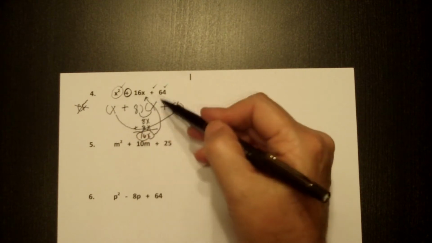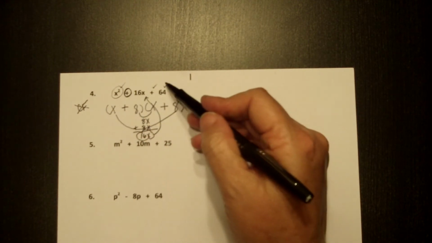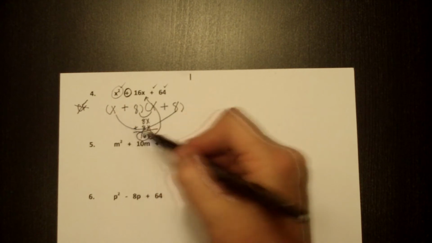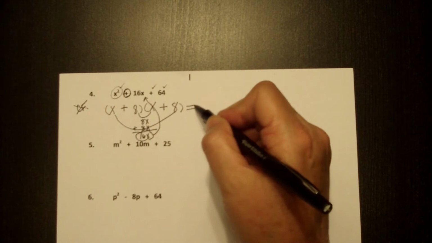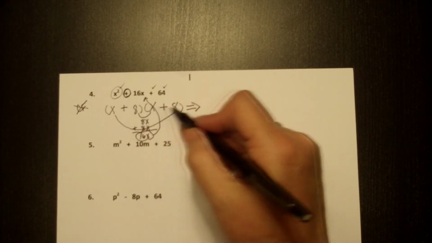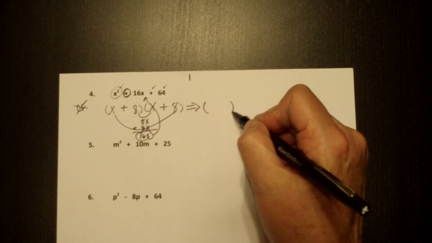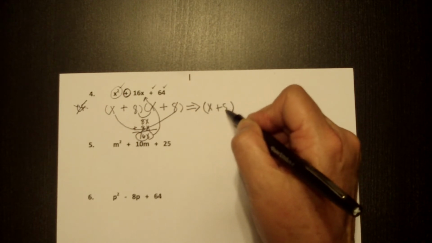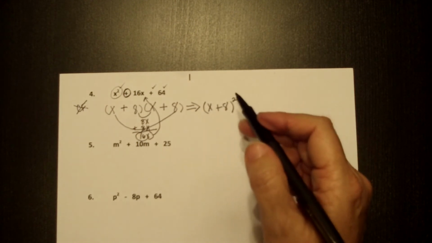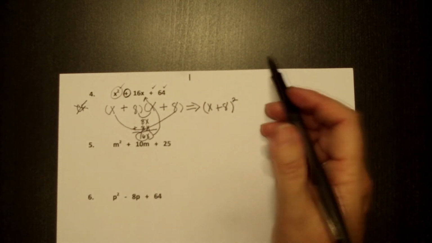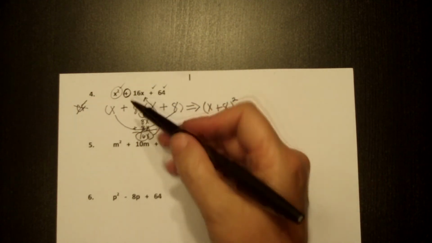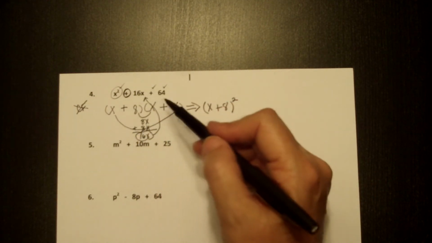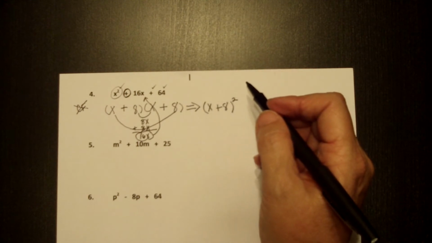So I know that this times this is x squared. 8 times 8 is 64. And then 8x plus 8x is 16x. Okay, so there's also a short way to write it. Since these are exactly the same, you can write one parentheses with the x plus 8 in it and a square. Now on our SOL, it will possibly have both of those things. You may have x plus 8 quantity squared, and you may have x plus 8 times x plus 8 as the answers. And if that's the case, you will have to click on both of those answers.